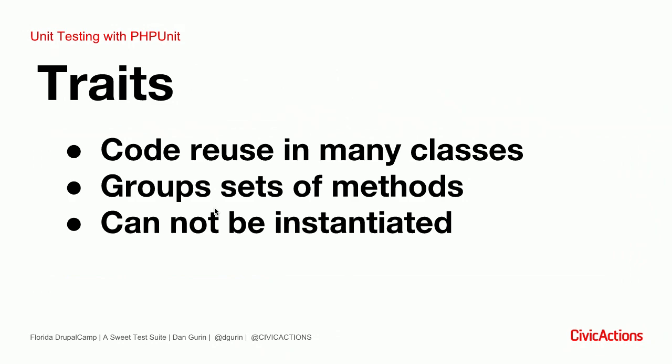So traits, kind of a standard PHP type of code here. It can be reused in classes, and it's also good for grouping sets of methods. It cannot be instantiated, of course.